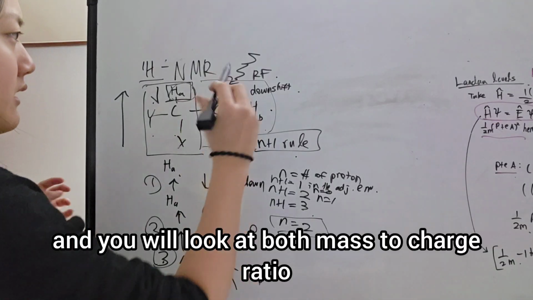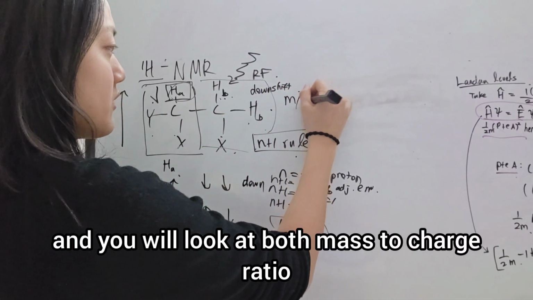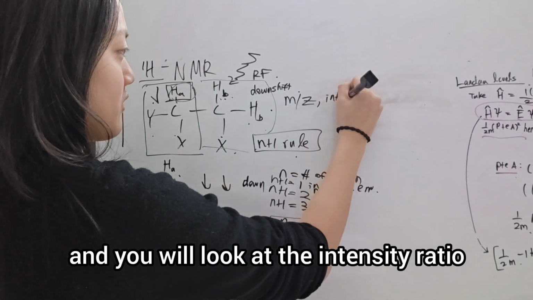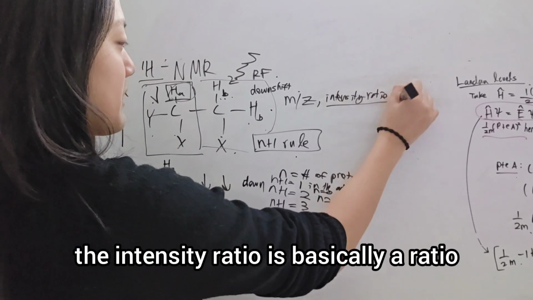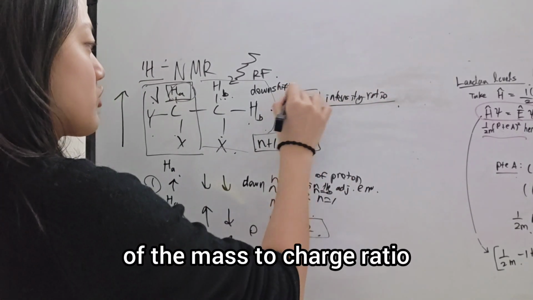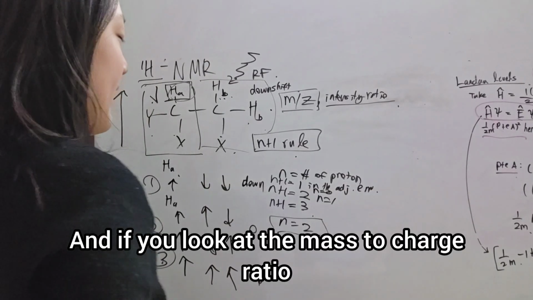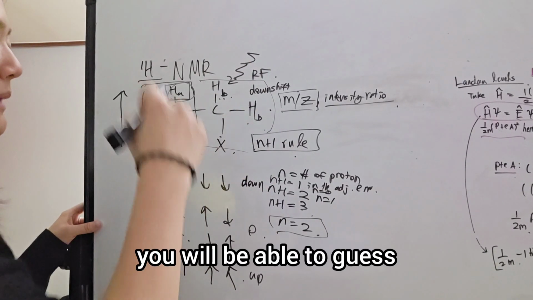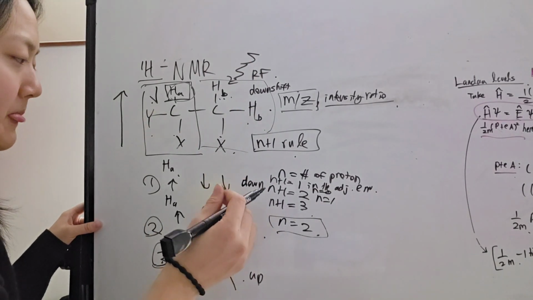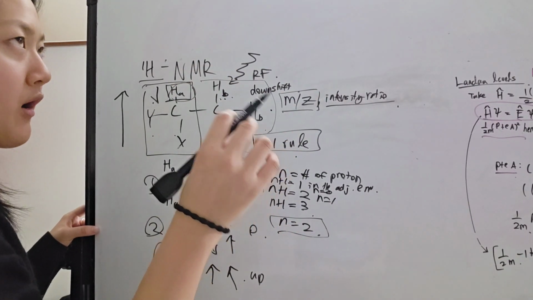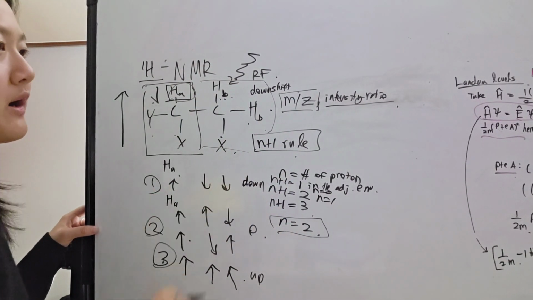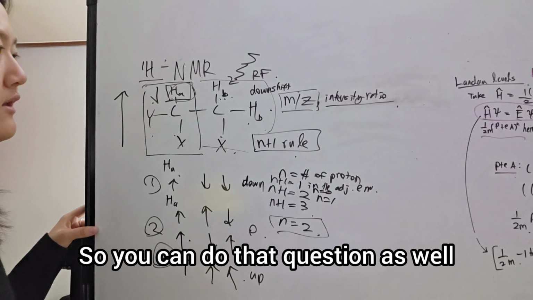And you will look at both mass to charge ratio, and you will look at the intensity ratio. And here the intensity ratio is basically a ratio of the mass to charge ratio. And if you look at the mass to charge ratio, you will be able to guess based on the n plus 1 rule which environments are located in which environment. So you can do that question as well.